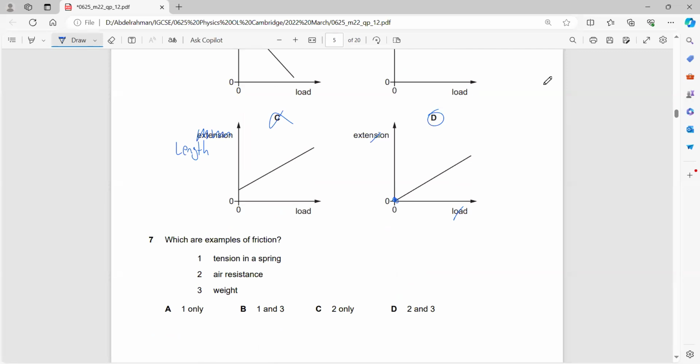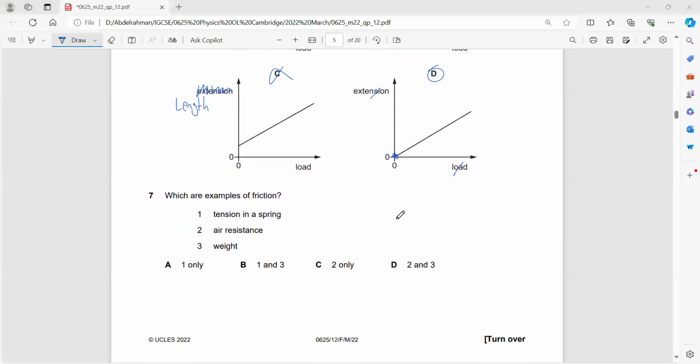Which are examples of friction? Quite interesting. Which of these are examples of friction? Is the force in the spring, the tension, an example of friction? No. Air resistance, is it an example of friction? Yes, it is an example of friction. It wants to slow down the object. Is weight an example of friction? No, it's not an example. The only correct answer would be C. Two only.